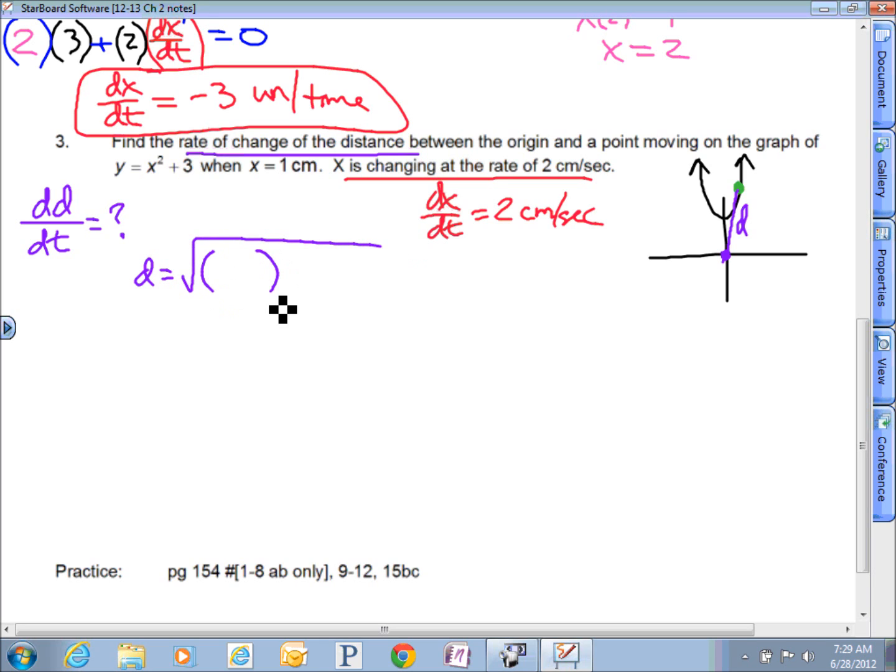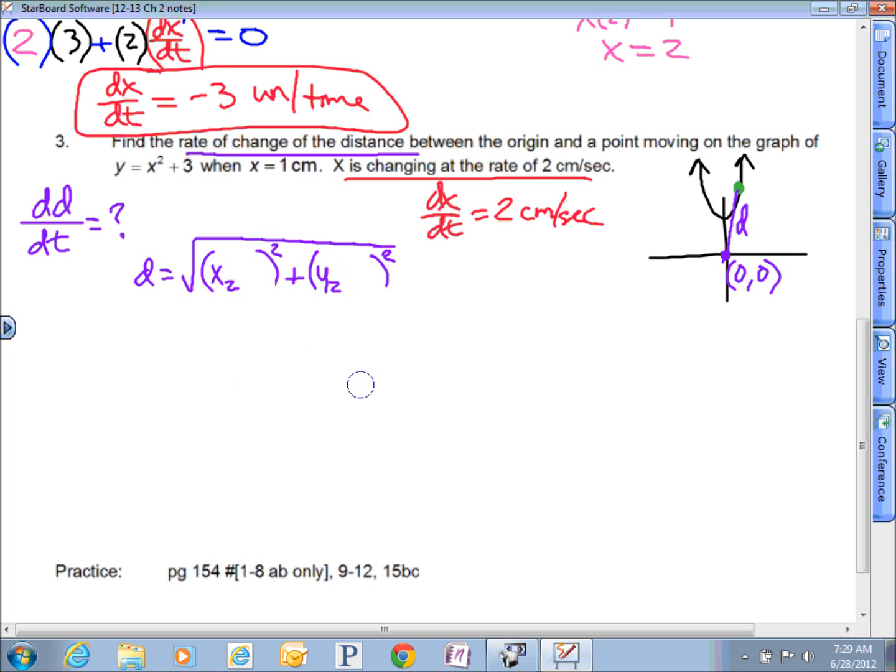Distance formula, that's x2 minus x1 quantity squared plus y2 minus y1 quantity squared. And if you look at the picture that I drew over here, what's one of the points I'm using? I'm using the origin. So one of my coordinates is 0, 0. So let's take that right away and let's go back to this equation that we wrote. And let's make these coordinates be 0.